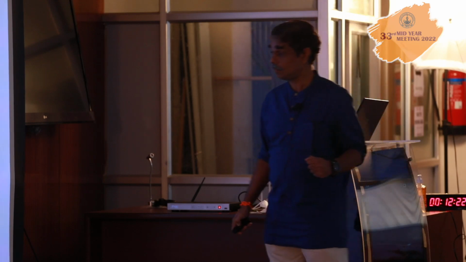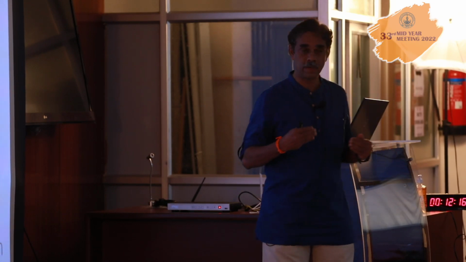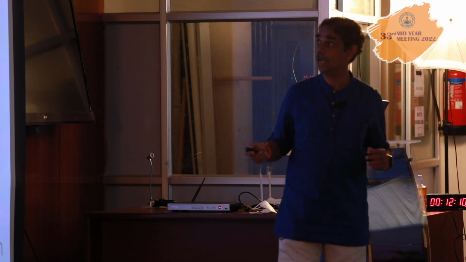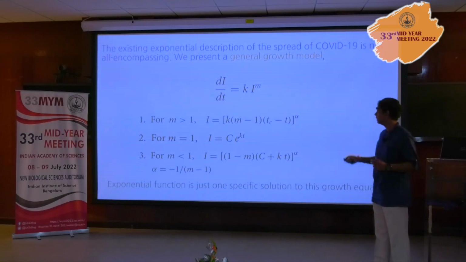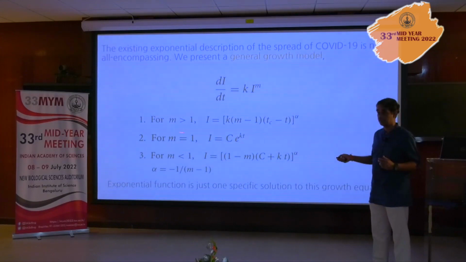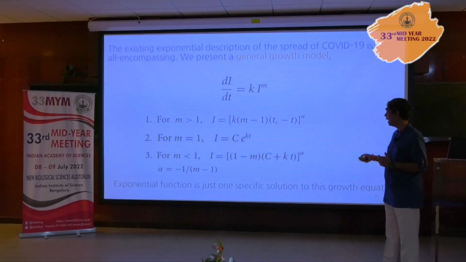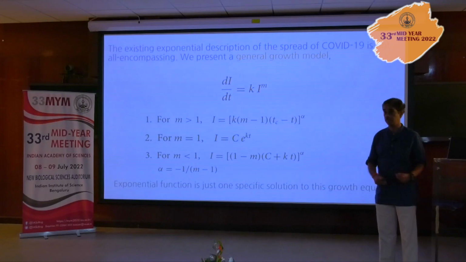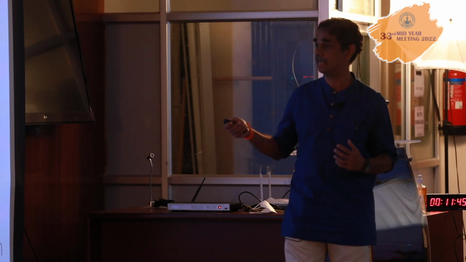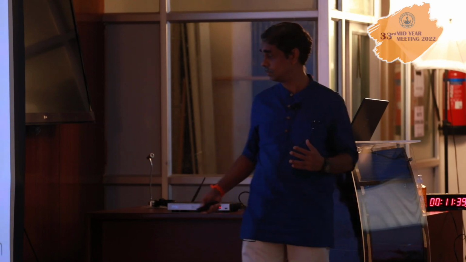Now, the typical model of population growth says that 1 over I dI by dt, that's the relative growth rate, is a constant. That's the workhorse model. Is there any way we can generalize it? So we say that dI by dt is k I power m. Now that way m equal to 1 is the classical exponential case. Now if m is greater than 1, then we will get this hyper exponential solution, and if m is less than 1, you will get the slower than exponential growth. So the existing exponential description is a special case, and we can have a general case like this, and exponential function is just one specific solution to this growth equation.